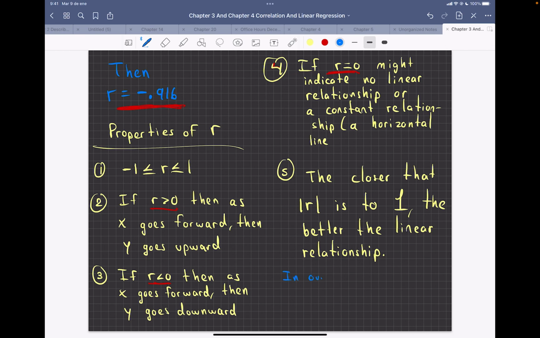In our example, since r is -0.916, the linear relationship is very good.